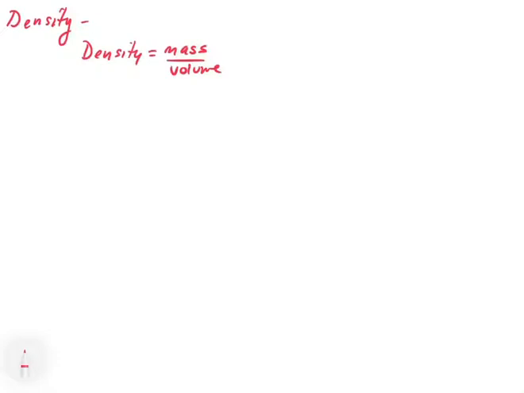So we have two different types: intensive and extensive. An intensive property is something that does not depend on quantity, whereas an extensive property does depend on quantity.